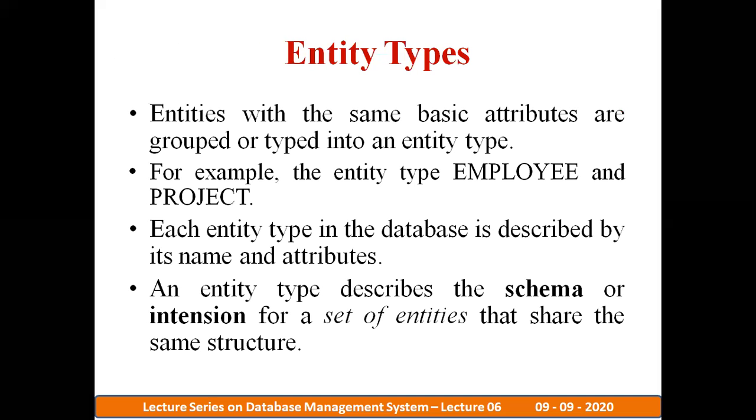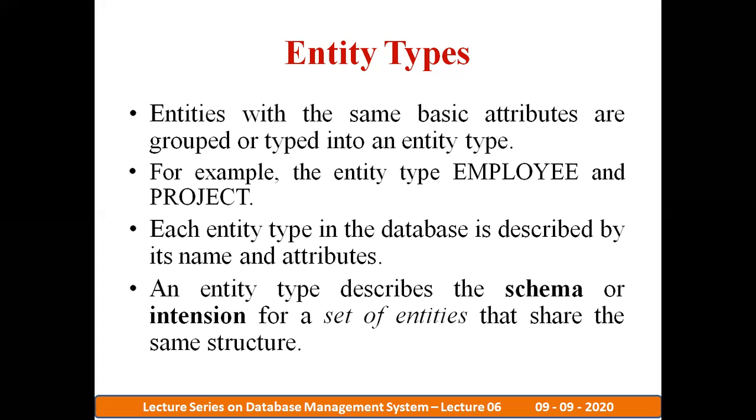Now let us see today's session. The first one is the entity types. The entities with the same basic attributes are grouped and typed into an entity type. Consider that you are storing the student information. All the student information has the same number of columns, for example, roll number, name, age, mobile number, and the email. If you are storing these 6 pieces of information, all the students have the same attributes. Then we call it an entity type.